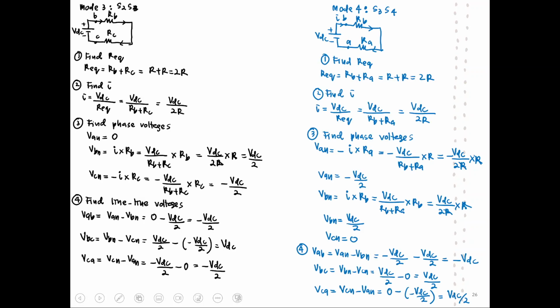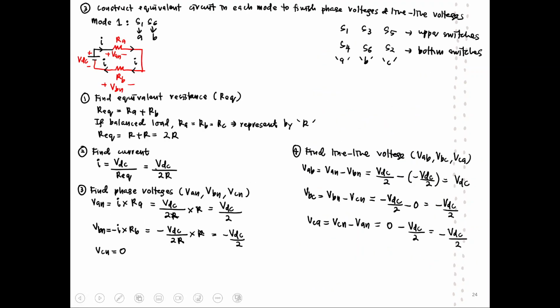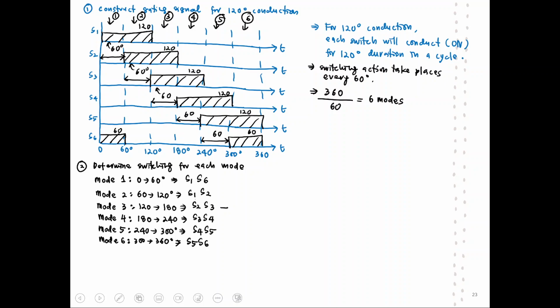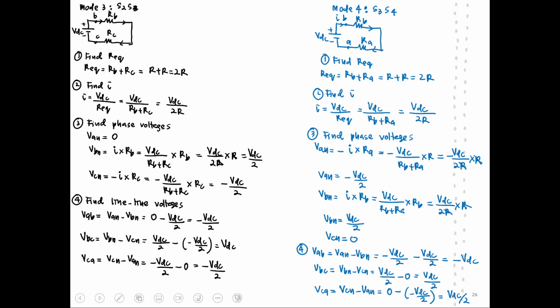Okay, next, we are going to do mode number... we did 3, 4 just now, or 5? Okay, 5. For mode number 5, again, we have S4 and S5. S4 is the bottom switch for phase A, S5 is the upper switch for phase C.